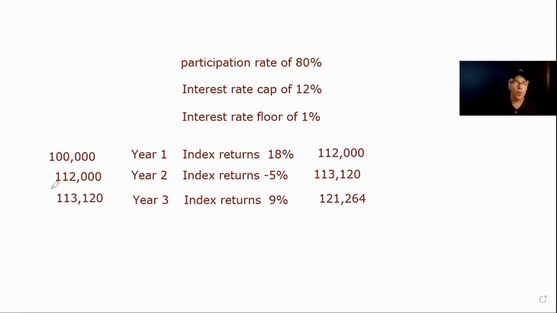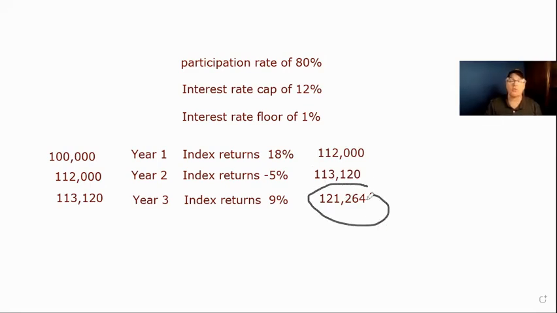So now we do the new year, 113,120. We earn 9%. We're not going to get all of that because you only get 80% of the return. So we're going to get 80% of 9. That gives us 7.2%. Boom, we're up to 121,264. So that's our final number after 3 years. Very easy, not hard. It's definitely going to be on the 66.